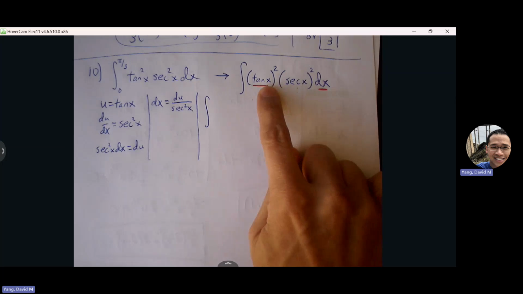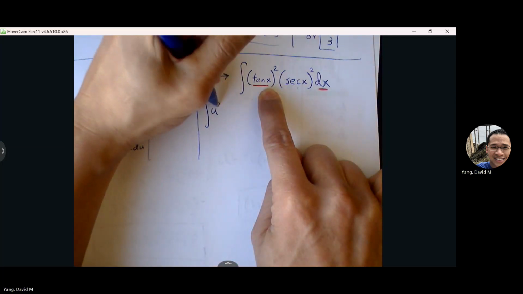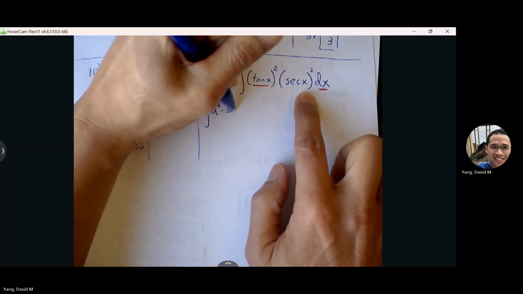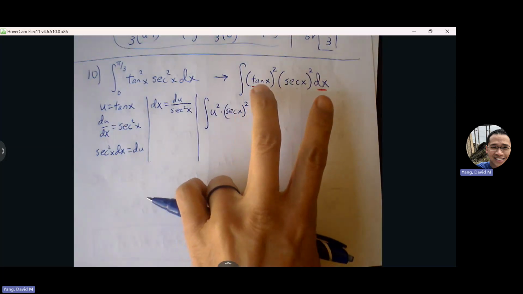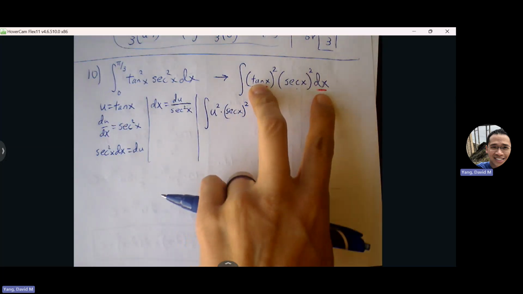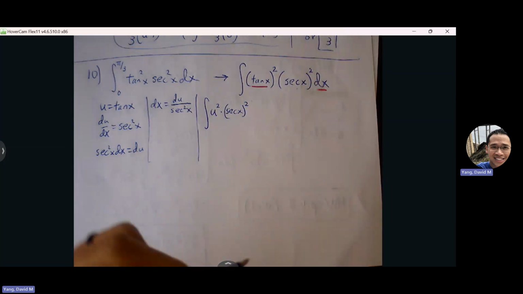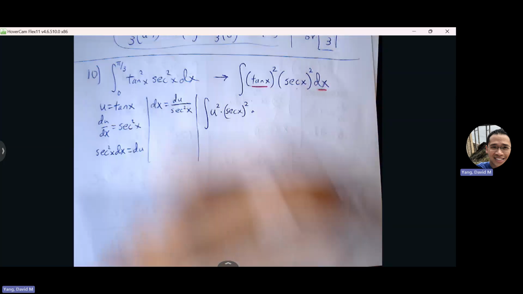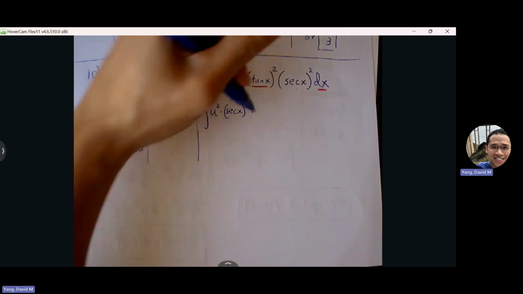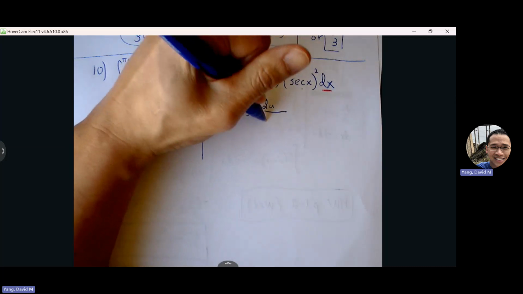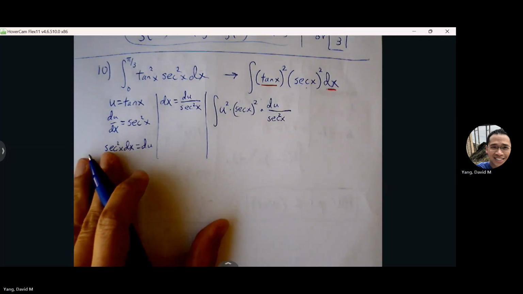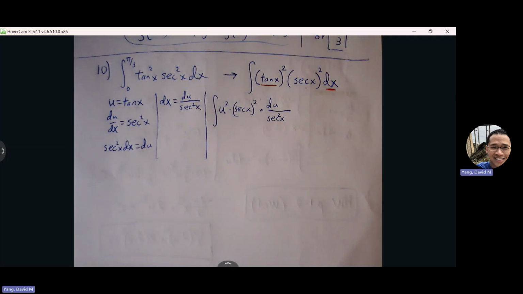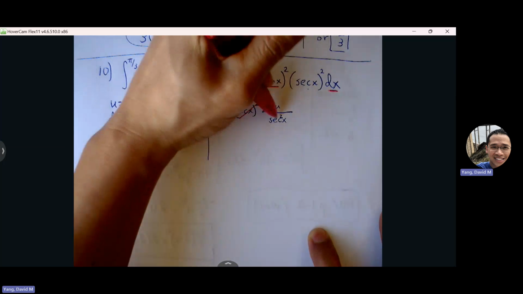Make our substitutions. Remember, whenever you rewrite your problem, you're only replacing what you've underlined, but everything else you're going to bring back and see what's going to happen after that. Okay, dx gets replaced with du over secant squared x. All right, what do you see? That's a good sign, right?